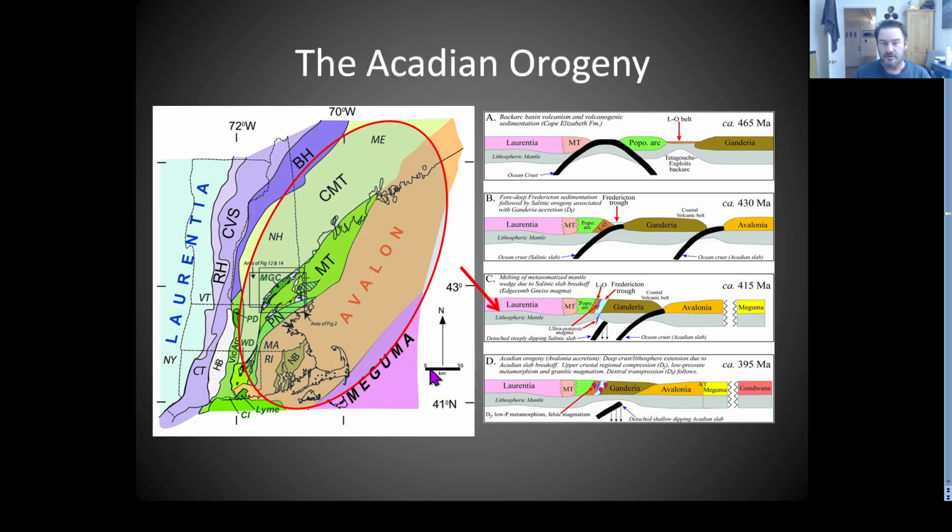In any case, this is the Acadian Orogeny. This is really the guts of Maine, New Hampshire, Eastern Mass, Rhode Island, and Eastern Connecticut. You go west of this and you're getting into more the Taconic Orogeny, and that was several tens of millions of years earlier.